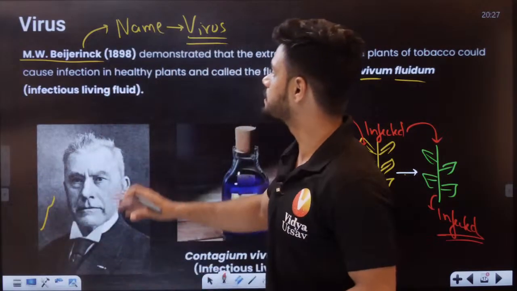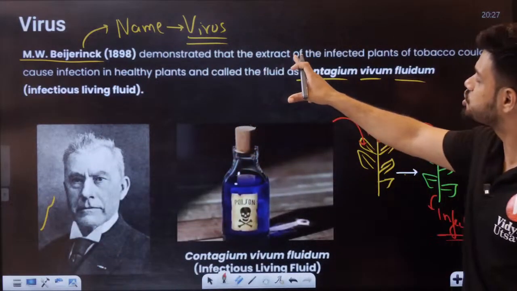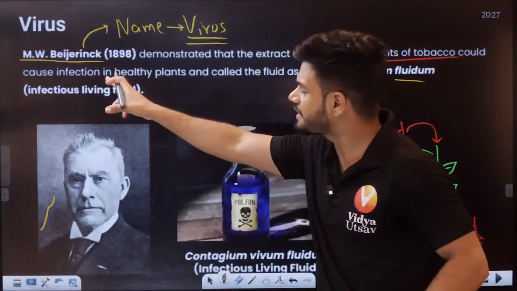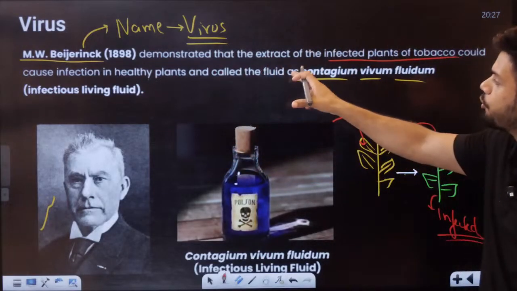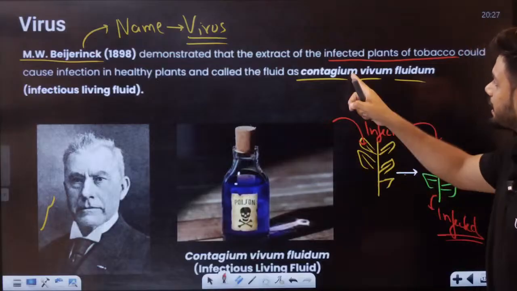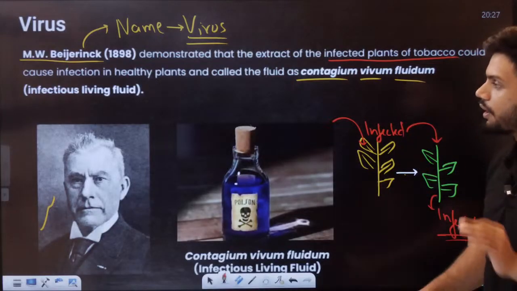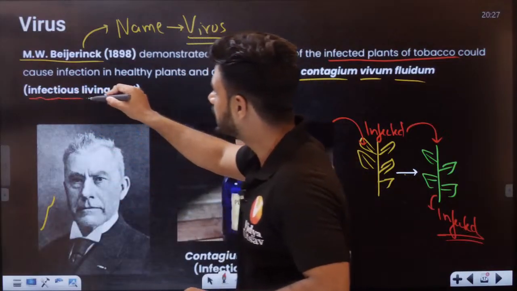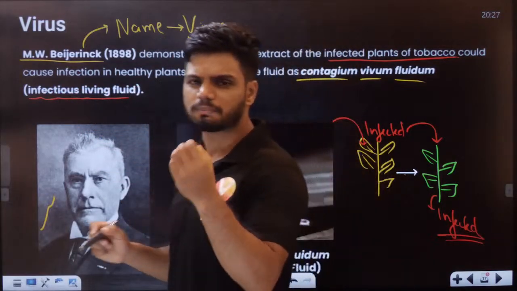See, students, Beijerinck demonstrated that the extract of the infected tobacco plant could cause infection in a healthy plant, and called the extract contagium vivum fluidum, or infectious living fluid. So this you have to remember.